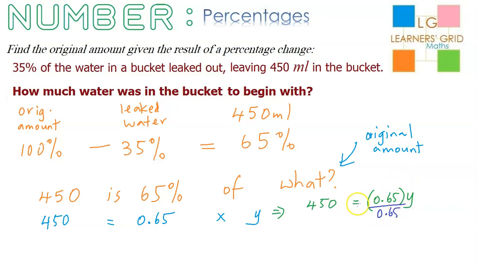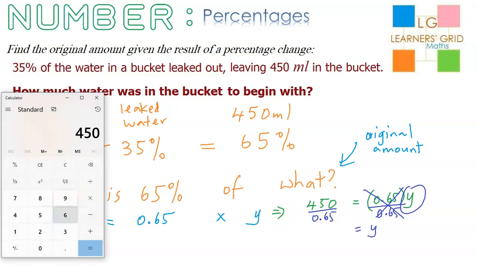Now this equals means that this side of the equation is balanced with this side of the equation. So if I make a change to one side, I must make exactly the same change to the other side. So divide by 0.65. What that all does is this cancels out now. Multiplied by 0.65 divided by 0.65, that cancels itself out, and that leaves y, our variable, on the right, and on the left we have to calculate this. 450 divided by 0.65. So what is that?